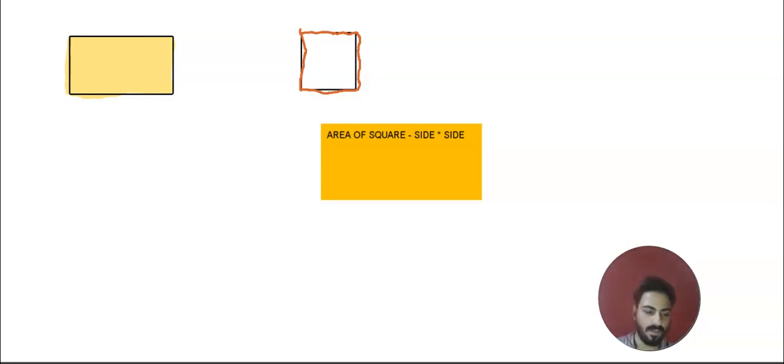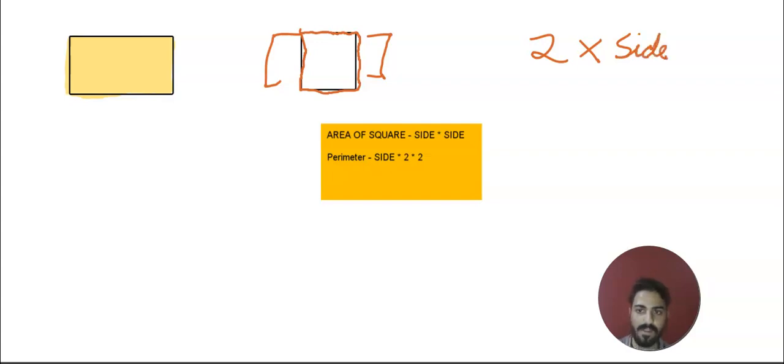Now for perimeter, the formula will be side into 2 into 2. Now why have I written into 2 and into 2? Let me just explain that real quickly. See, this side, then this side. These will be your two sides, so 2 into side.